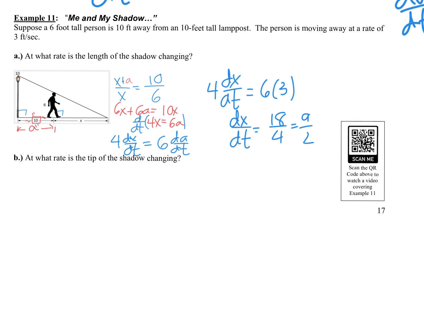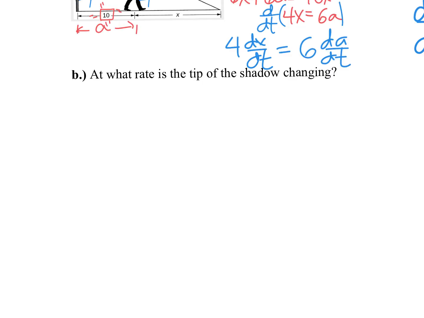Will it ever get smaller? It would have to eventually. I guess you couldn't see it after a while. Maybe that's the case. Okay? So the last one is always the one that makes it seem so difficult, but it's actually one of the easiest ones. At what rate is the tip of the shadow changing? The tip of the shadow, what's that?